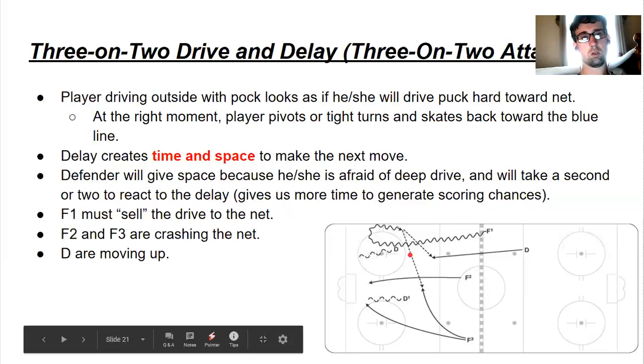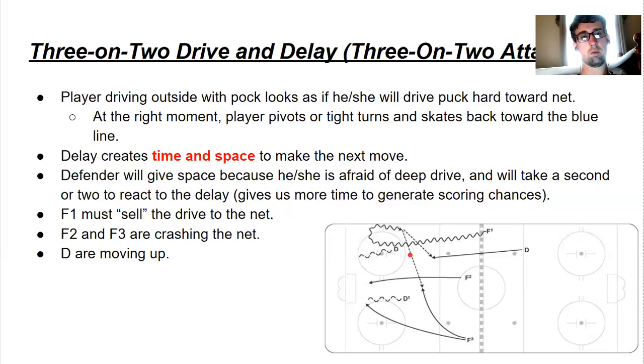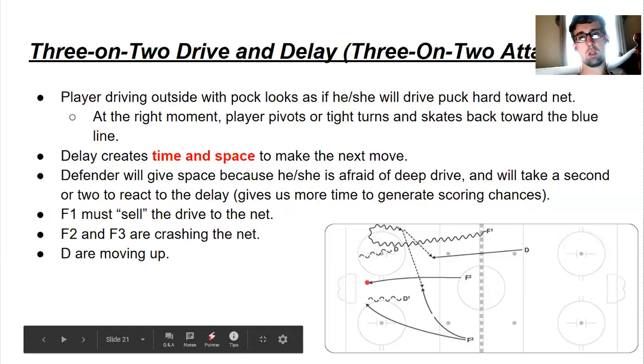Forward 2 and forward 3 are crashing the net. Forward 2 crashing the net, and so is forward 3. D are moving up. Defense is moving up this way.